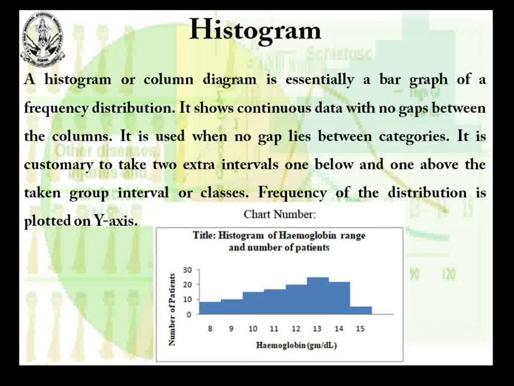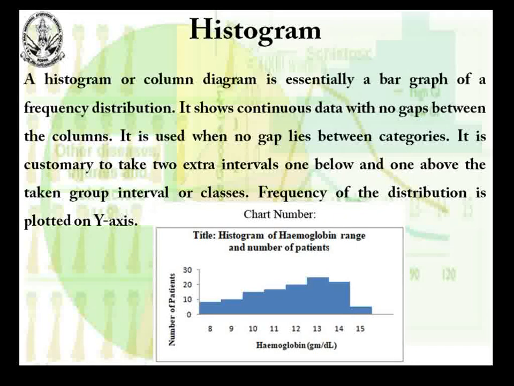A histogram or column diagram is essentially a bar graph of frequency distribution. It differs from bar graphs, as you will find that here among the columns there is no space. It shows continuous data with no gaps between the columns. It is used when no gap lies between categories. It is customary to take two extra intervals, one below and one above the taken group intervals or classes. Those columns or bars over here are called bins.